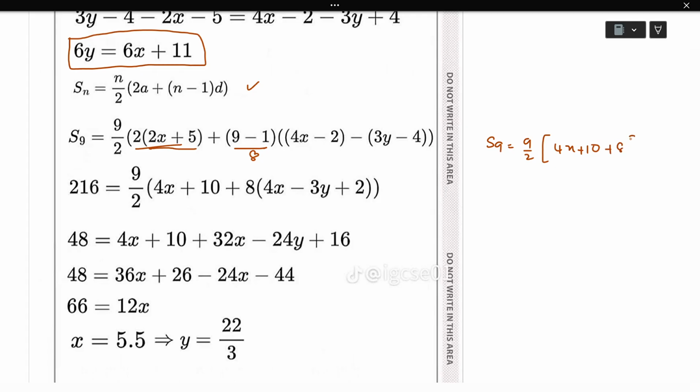So plus 8 of 4x minus 3y, then 2y plus 4, which is expansion time 4x minus 2 minus 3y plus 4. So this 2 becomes 2. So 4x minus 3y plus 2. So that's what we got here.